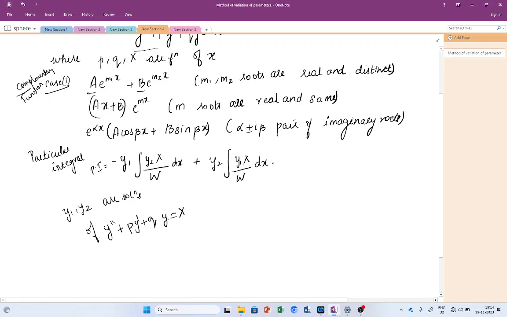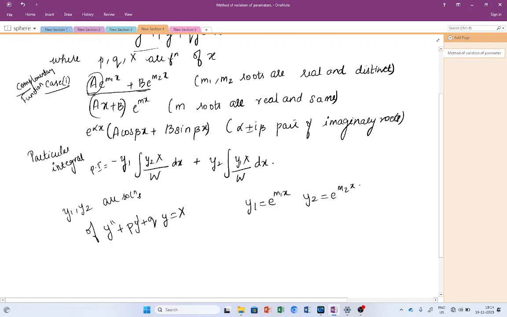If I'm taking case 1, you can see that e power m1 x is coming along with my a. So y1 is nothing but e power m1 x. Likewise, along with my b, I have e power m2 x. So y2 is nothing but e power m2 x. This is for case 1.